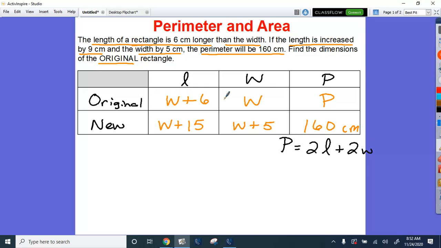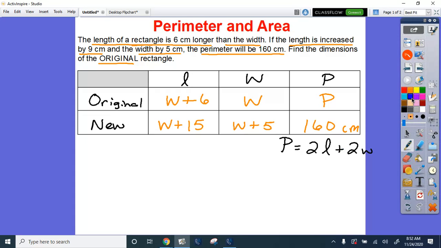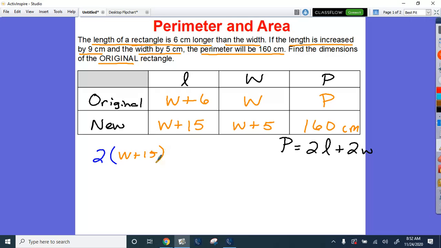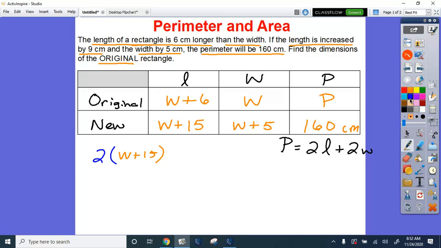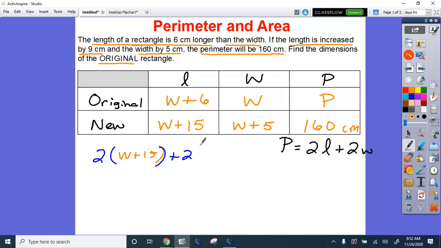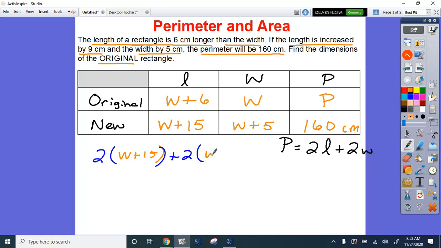So I ask myself, where do I actually have more information to solve an equation? It would be with the new rectangle. So that's what I'm going to substitute into my formula over here. I'm going to take 2 times W plus 15, and then plus 2 times W plus 5, and that is going to be equal to my perimeter here, which is 160. And then it's just solve your equation.